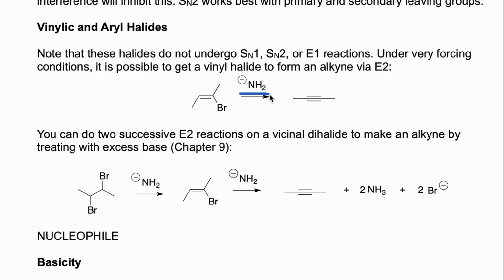So you need a negatively charged nitrogen. This is the one we were using in Chapter 9, and we can remove this hydrogen and kick off the bromine and make an alkyne. And if you have an alkane with 2 bromines on it, you can do it twice. You can get to the alkyl halide and then do another elimination and get to the alkyne. So this is an E2 reaction. We learned about it before. We learned that it was called E2.